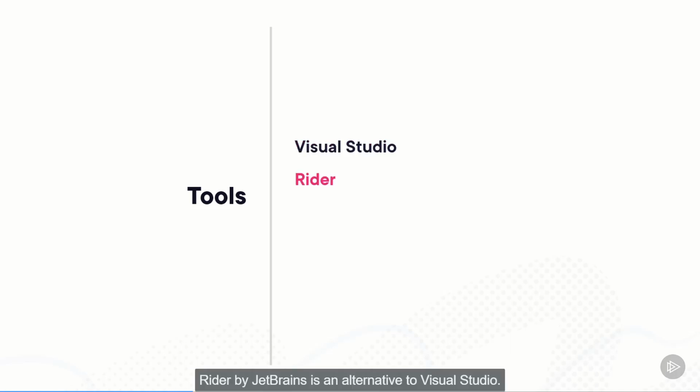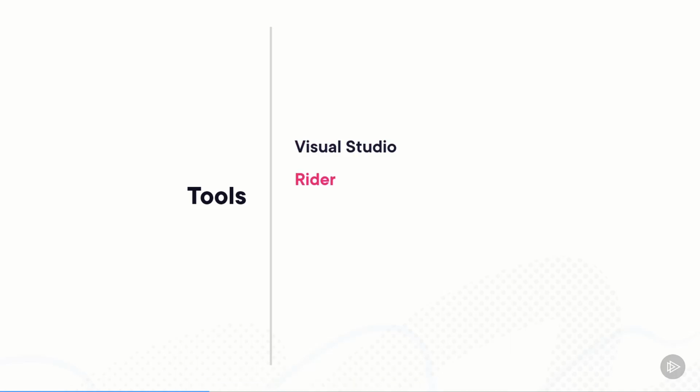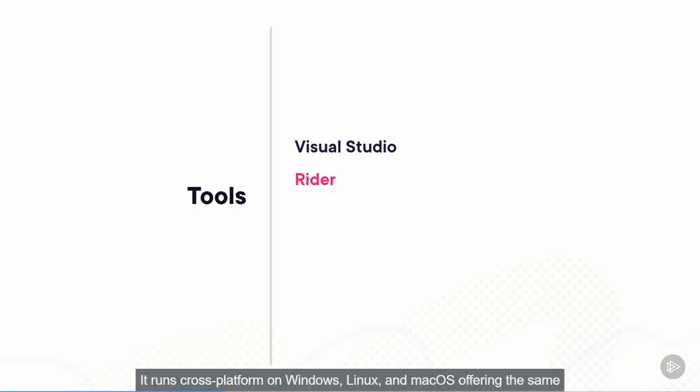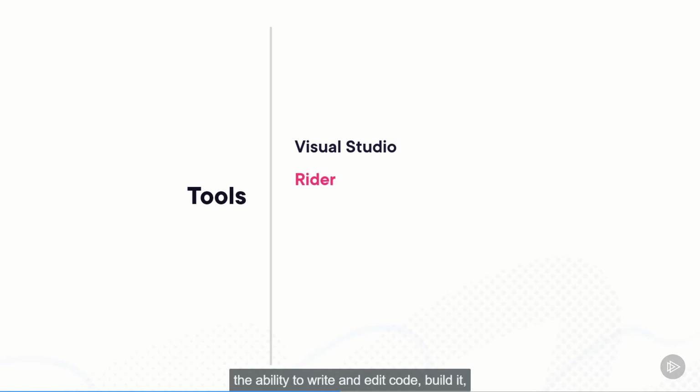Rider by JetBrains is an alternative to Visual Studio. It runs cross-platform on Windows, Linux and macOS, offering the same developer experience across the different platforms. Visual Studio and Rider are called IDEs, Integrated Development Environments. They have support for everything a developer needs, such as the ability to write and edit code, build it, run it, debug it, and deploy it.